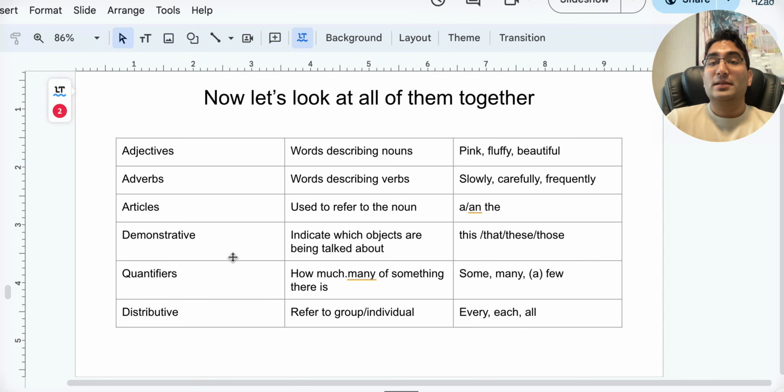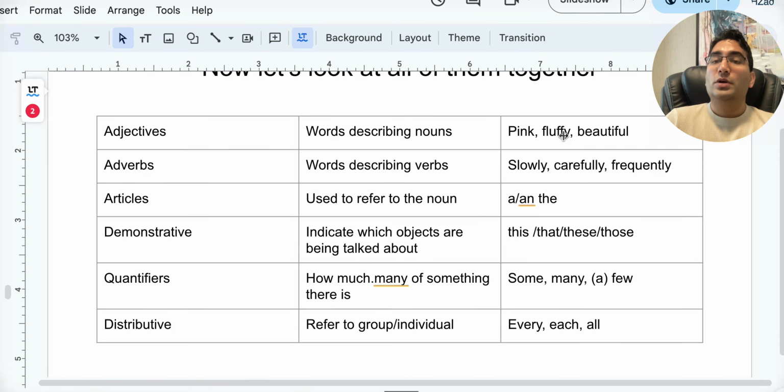Now, let's look at all of these things together. We talked about adjectives, which are qualities. Pink, fluffy, beautiful. We talked about adverbs, which have "ly" in it, and they define the verb, how the verb is taking place, like it's happening slowly, carefully, frequently. We talked about articles just today, a, an, and the. Talked about demonstrative words or phrases, which would talk about the distance, singular and plural, this, that, these, those. We talked about quantifiers, some, many, a few, or just few. And we talked about distributive, every, each, all.